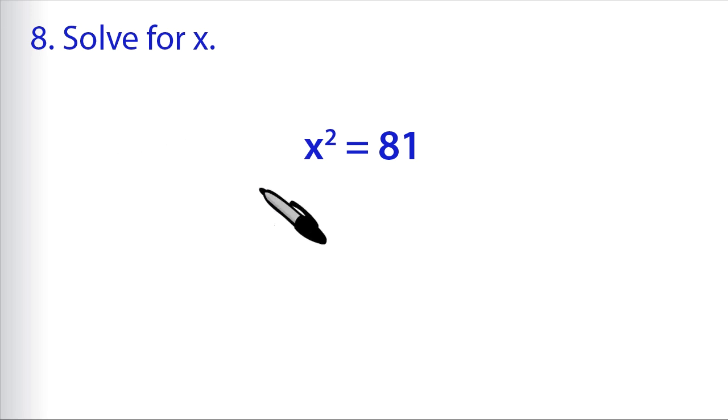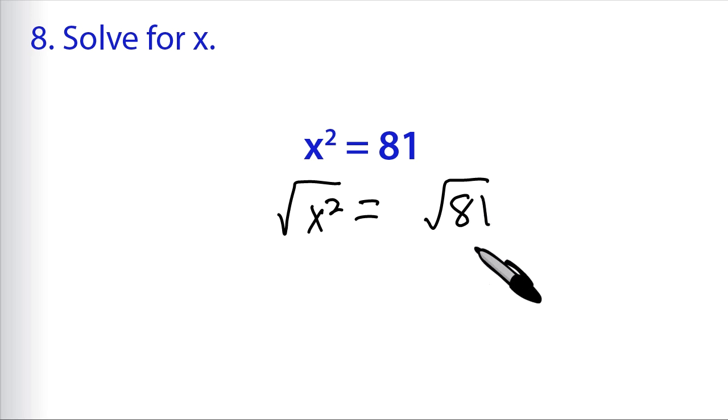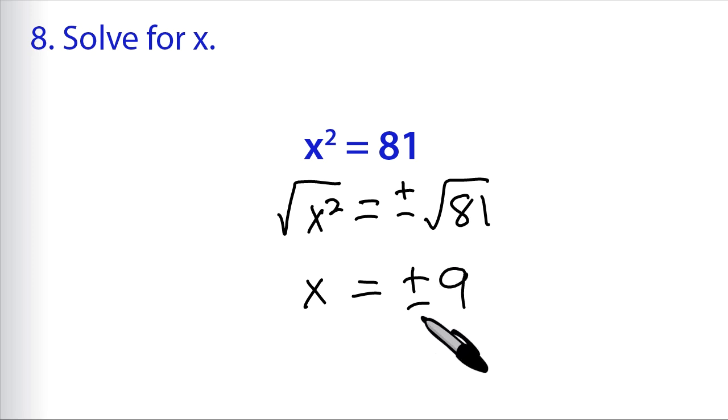Problem 8, solve for x. x squared equals 81. So we need to undo this square here. So we take the square root of x squared. We need to do the same to both sides. So we take the square root of 81. And since it's the square root, the answer will be positive or negative. So now the square root and the square cancel each other out, leaving just x. And over here, the square root of 81 is 9. 9 times 9 gives us 81. And negative 9 times negative 9 also gives us 81. So x equals plus or minus 9.